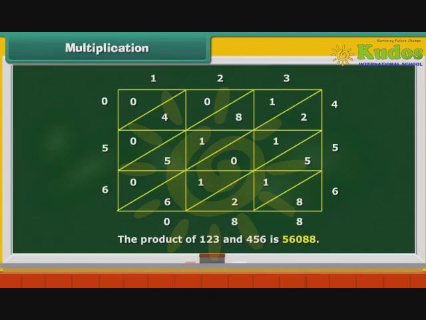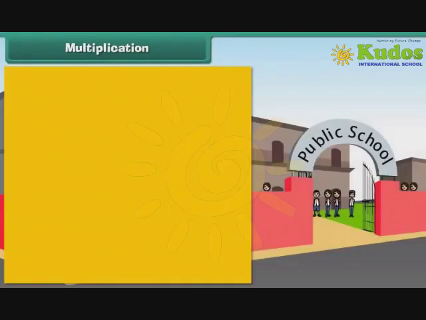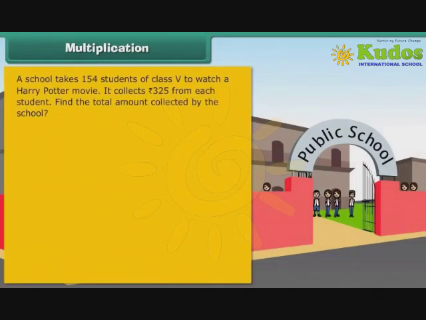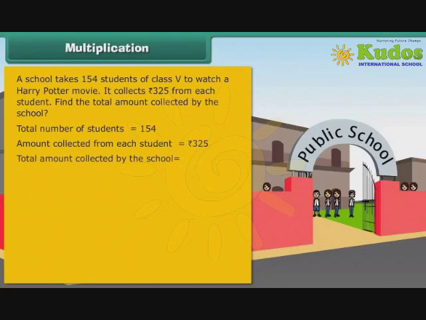Let us now look at a word problem of multiplication. A school takes 154 students of class 5th to watch a Harry Potter movie. It collects Rs 325 from each student. Find the total amount collected by the school. Total number of students is equal to 154. Amount collected from each student is equal to Rs 325. Total amount collected by the school is equal to 325 multiplied by 154.